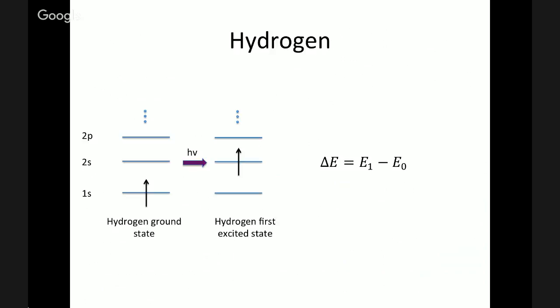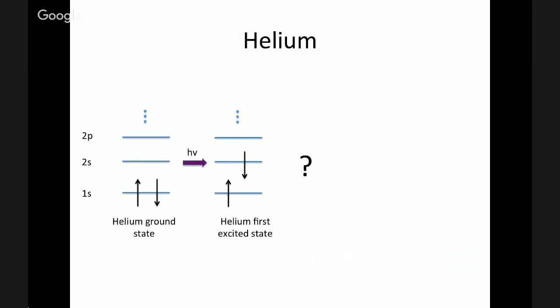Okay, so hydrogen is a relatively simple picture because we have only one electron. What happens when we have multiple electrons? The simplest example for that is helium. In helium, the story is a little bit more complicated because you can say you shine light that's resonant with the 1s to 2s transition. You excite one of these electrons from the 1s to the 2s. But what's the problem with that picture? Does anyone know?